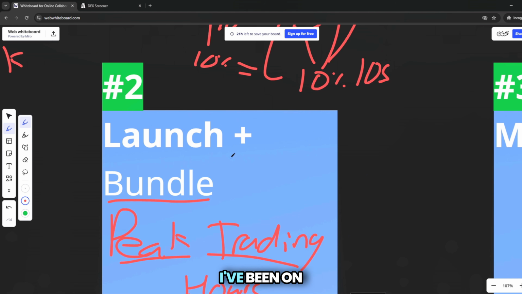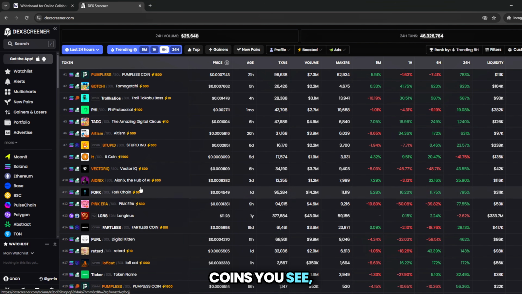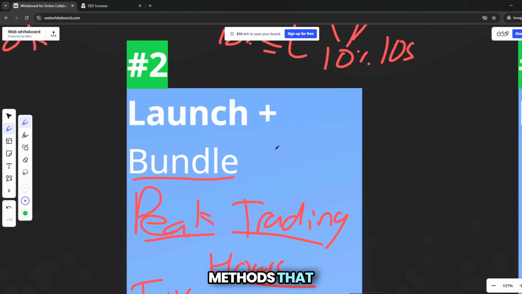I promise you, I've been on calls with the biggest developers out there, the ones that have made millions of dollars launching. None of them use these bundlers like Vortex or these Telegram bundlers. All of the biggest coins you see, even though it doesn't look like they are bundled, they are bundled. And that's because they use special methods that people don't even know about. I teach you this inside of Viper. I learned this from a very, very successful developer. I paid thousands of dollars to learn this, and you're getting it included in the package.